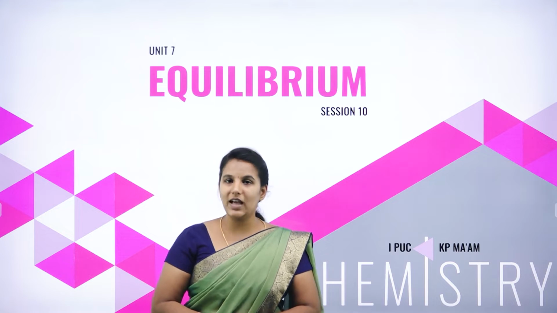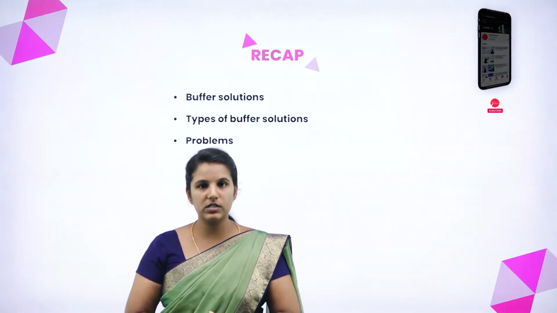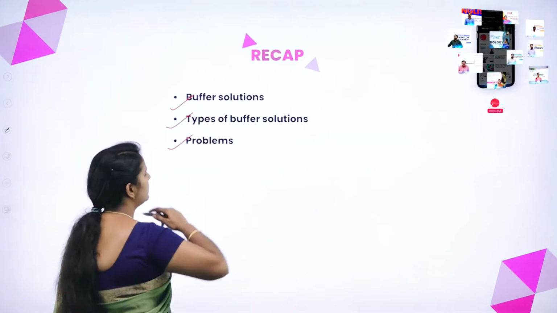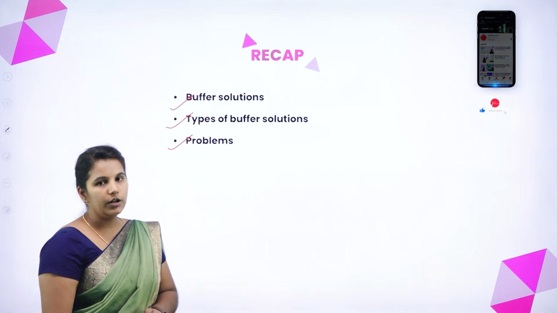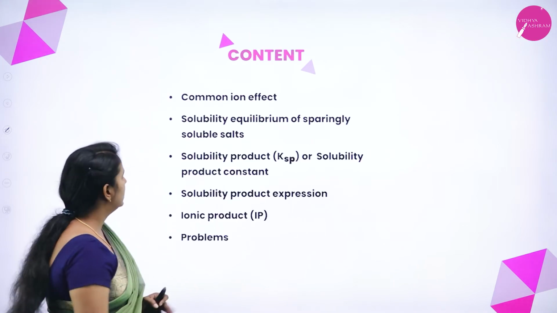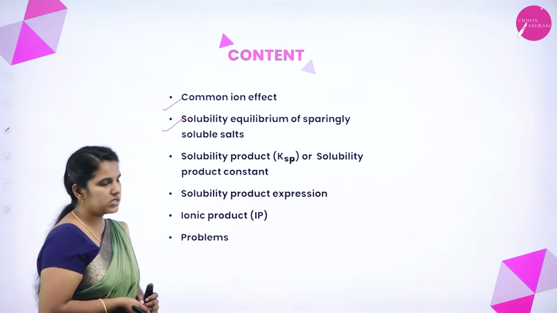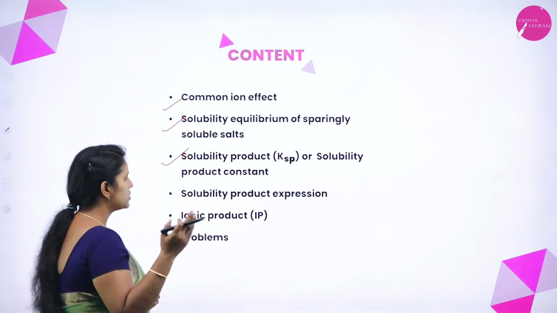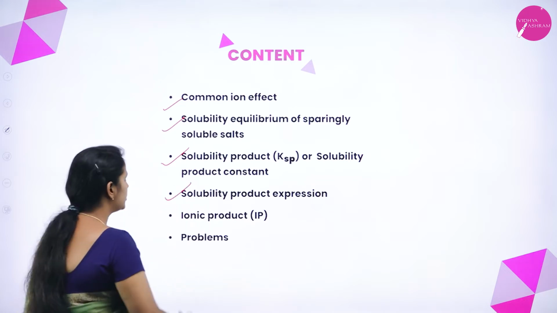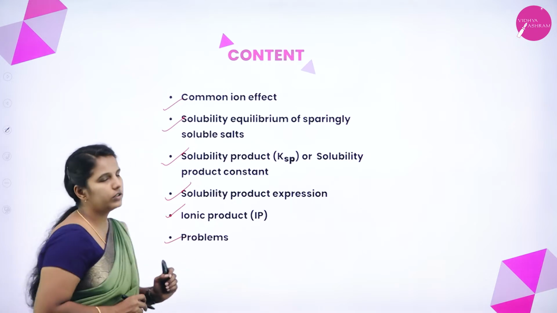My dear students, in our last discussion, we were dealing with the unit called equilibrium. Under this unit, we have discussed what a buffer solution is and the types of buffer solution, and also we have solved some of the numericals. Today, let us move on to the next topic of this unit by understanding the common ion effect, solubility equilibrium of sparingly soluble salts, and solubility product or solubility product constant or solubility product expression, and we are going to understand what the ionic product is, and we are going to solve one numerical.